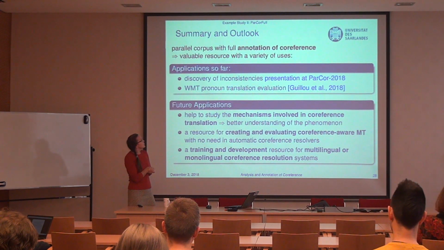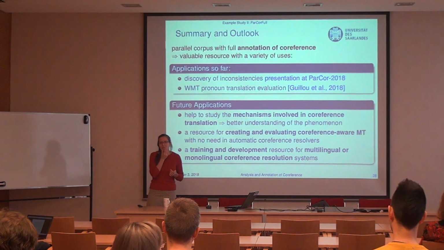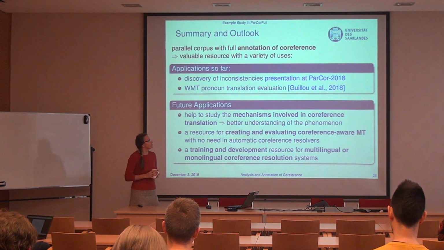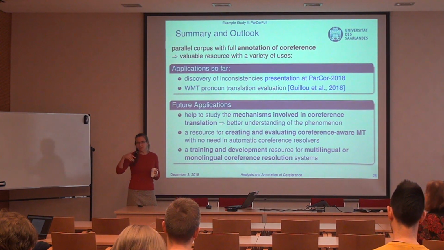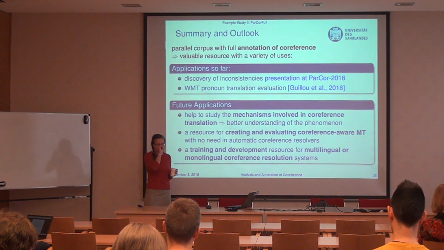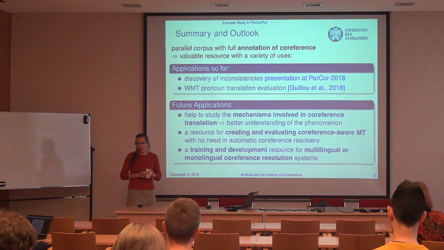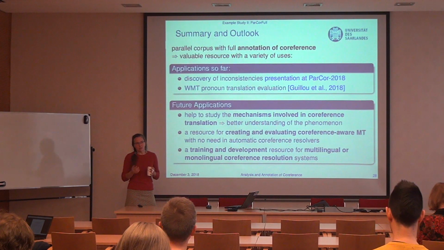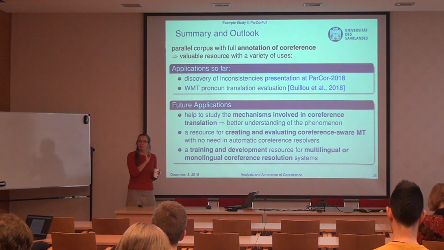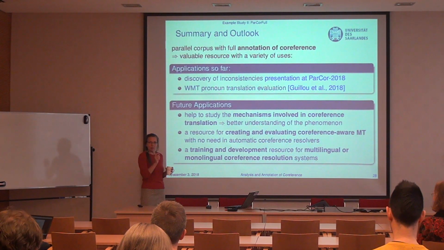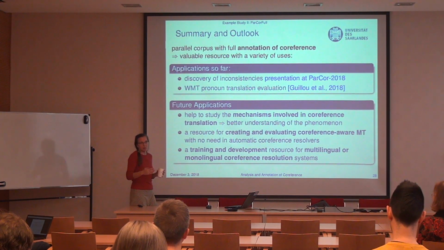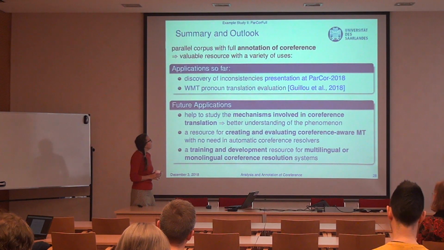Then the data was also used for WMT pronoun translation evaluation. This year there were some additional evaluation tasks, and several systems which were submitted for the WMT shared tasks were evaluated for pronoun translation. And we could see that there are still problems even in the neural machine translation systems with dealing with pronouns. We selected only pronouns, not the full coreference chain, but really pronouns, which seem to be the easiest task for translation systems, but there are still problems there.